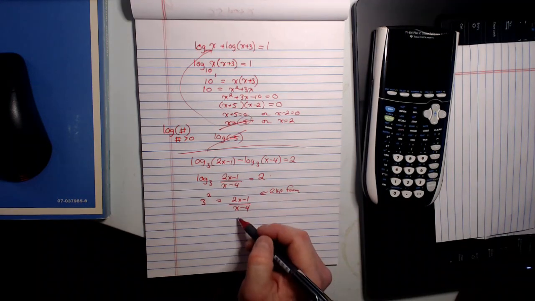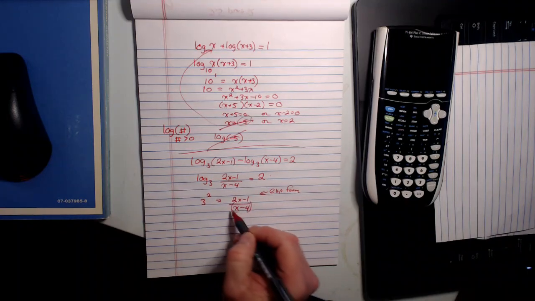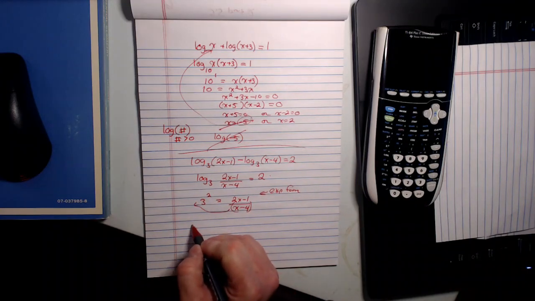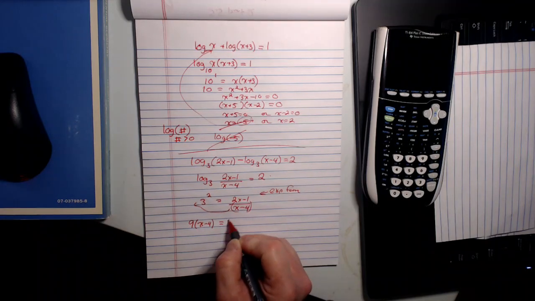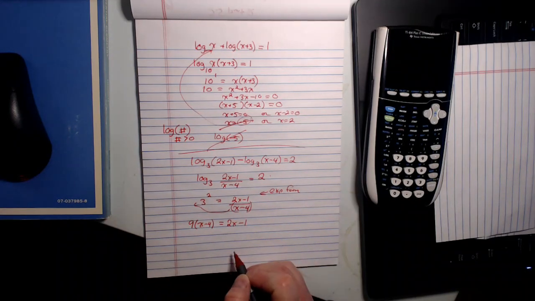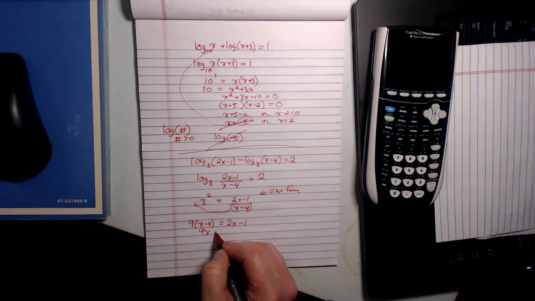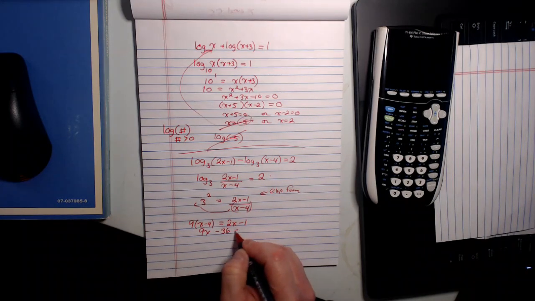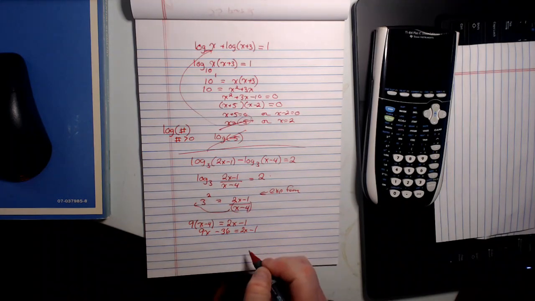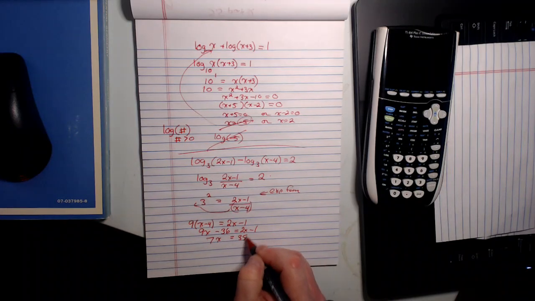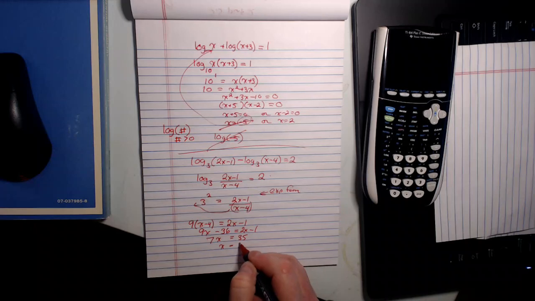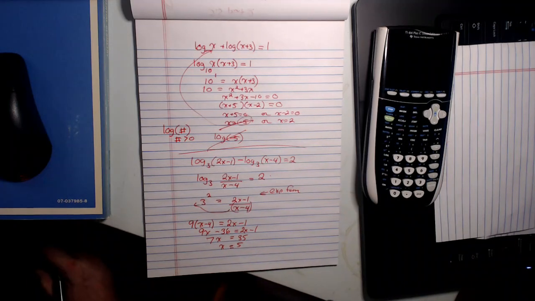All right, so now we just have to solve this. I'm going to bring this up over here. So I'm going to get 9 times x minus 4 is equal to 2x minus 1. 9x minus 36 is equal to 2x minus 1. 7x is equal to 35. X is going to be equal to 5.